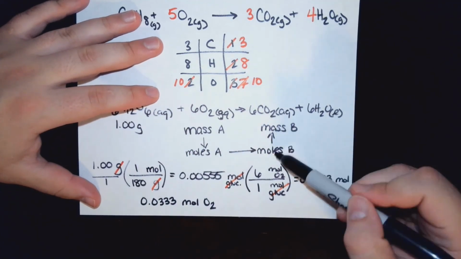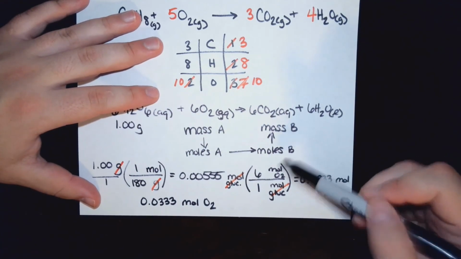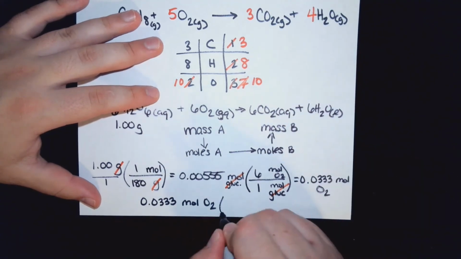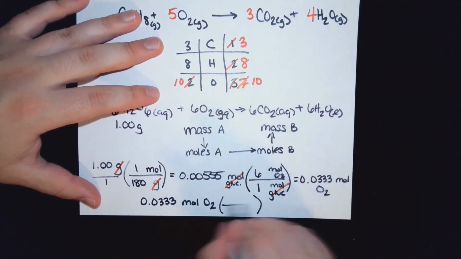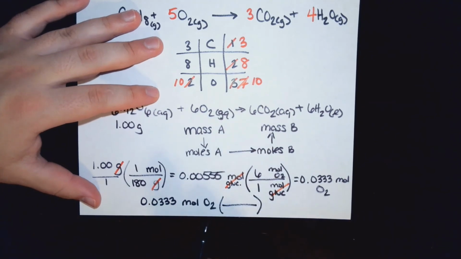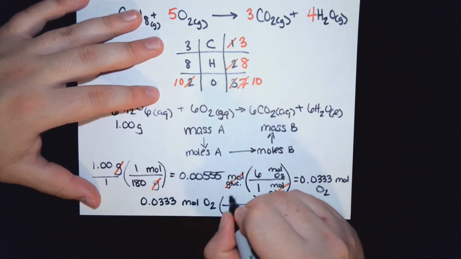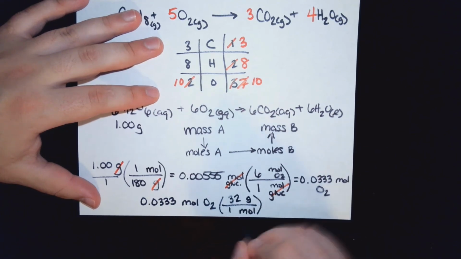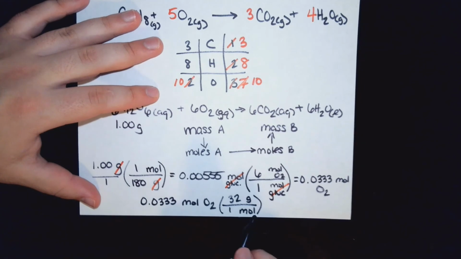And now we have to do this last step. Go from moles of component B, which is the oxygen, to its mass. So now we have to use the molar mass of oxygen. Now keep in mind, this is O2. On the periodic table, oxygen has an atomic mass of 16, but we need to double that because this is O2. Right? So we actually have 32 grams per 1 mole. And I put mole in the denominator because we need to cancel out units of moles right there.